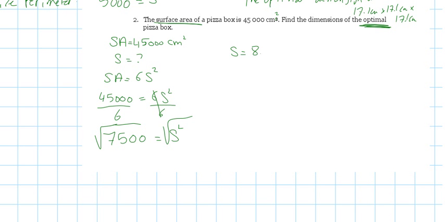Okay? So therefore, the optimal dimension, imagine the pizza coming in a cube. If your crust is, I know, 86.6 centimeters thick, the optimal dimension is 86.6 centimeter by 86.6 centimeter by 86.6 centimeter.